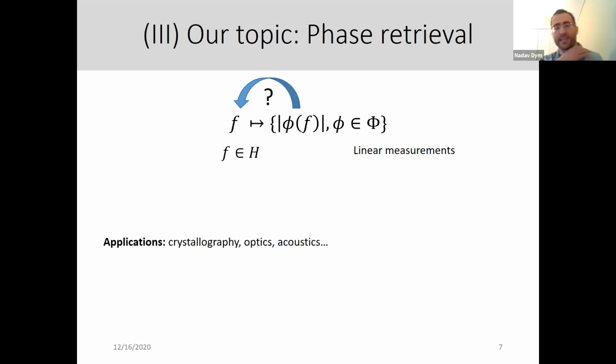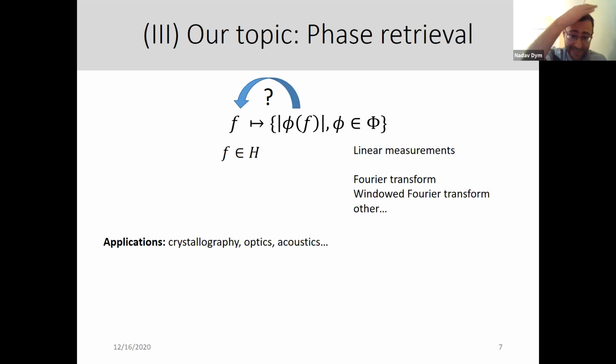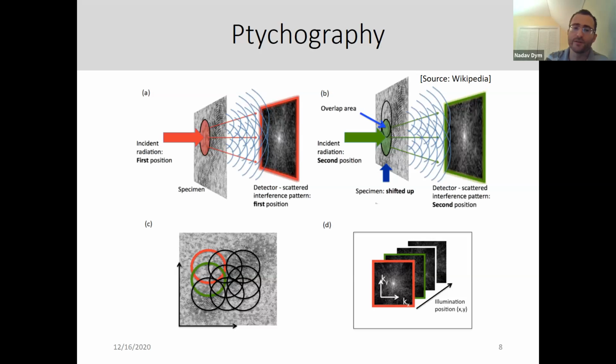And this is a problem with applications in various fields. It comes up in many things. For example, usually in these fields, the linear measurements are specifically the Fourier transform or the windowed Fourier transform, but sometimes there's something else. Here's an example where this happens with the windowed Fourier transform.